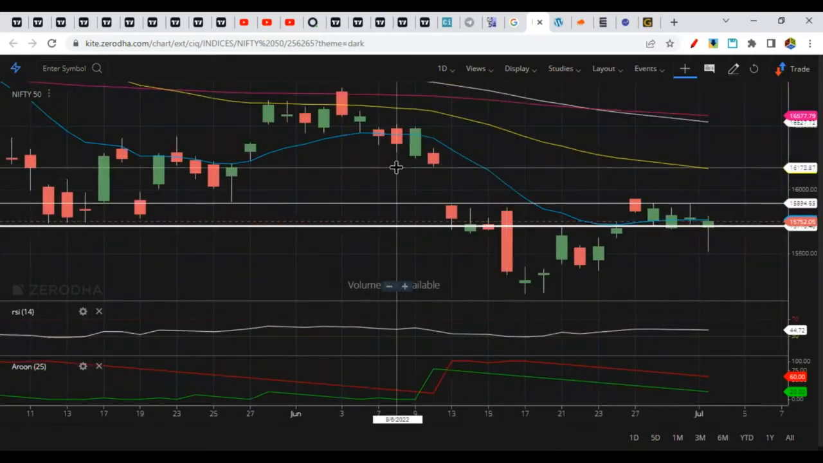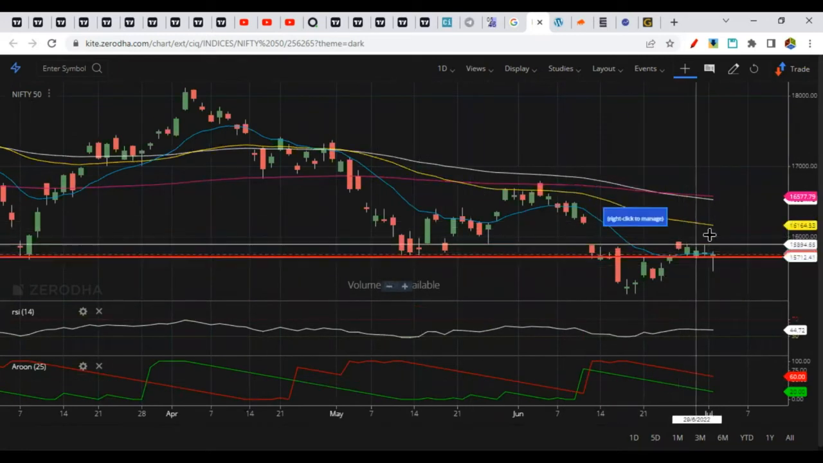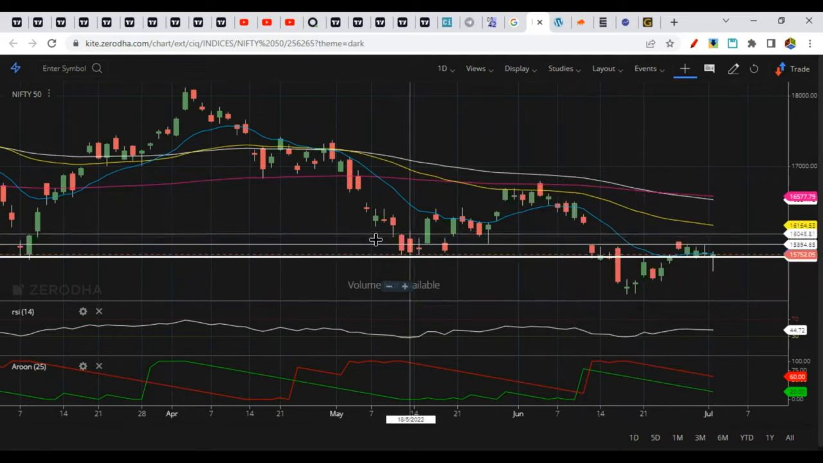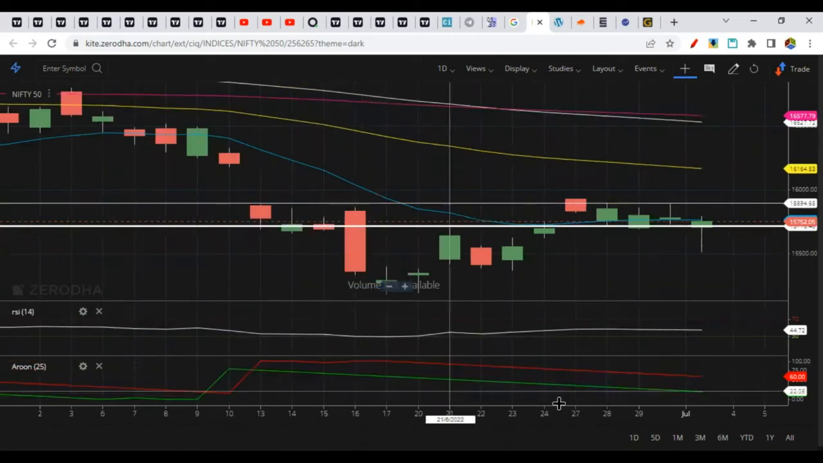Here you can also notice the gap fill area is there. So probably we'll fill the gap and then drop. That is also a possible case. So that's what the indicators or short-term moving averages and support resistance are telling us. So you can see here just multiple resistances are there above 16,000.